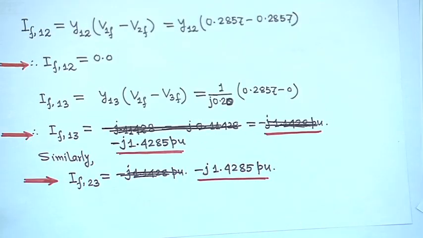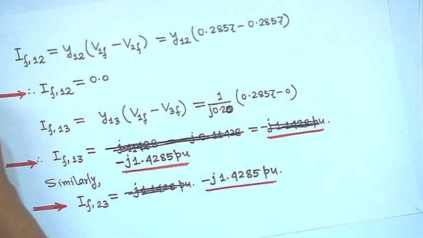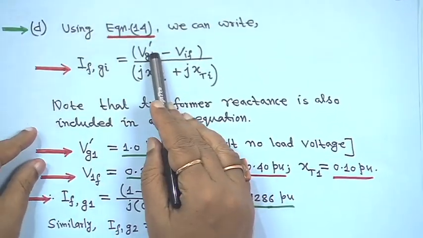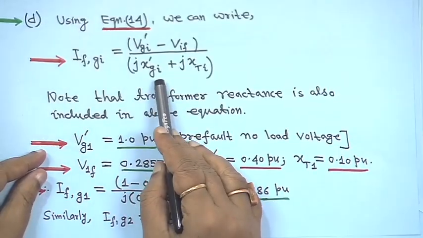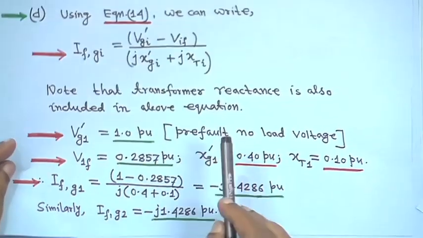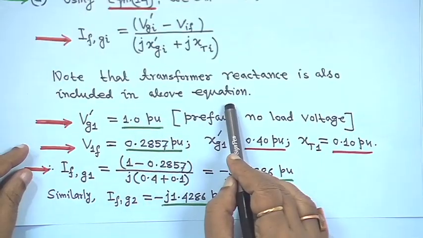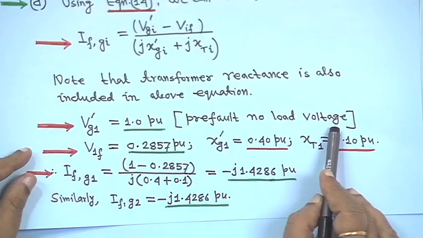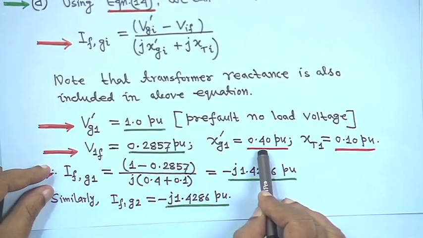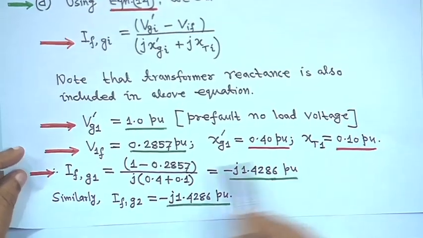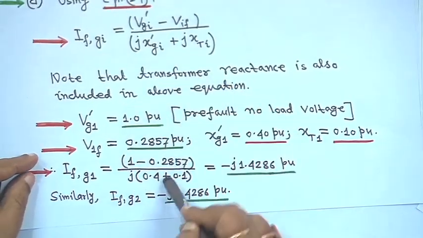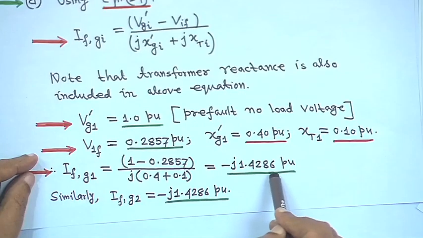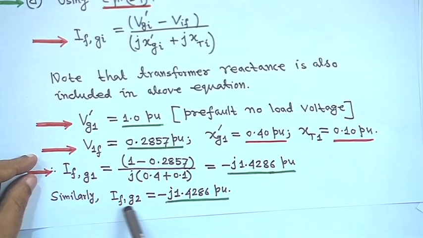And the last one is that you use equation 14. IFGi is equal to VGi dash minus ViF divided by jXGi dash plus jXTi. Note that transformer reactance is also included in the above equation. VG1 dash is 1 per unit, the pre-fault no load voltage, V1F is calculated, XG1 dash 0.4 is given, XT1 is given. So, IFG1 you can easily calculate by substituting all these values, you will get minus j1.4286. Similarly, IFG2 also minus j1.4286.